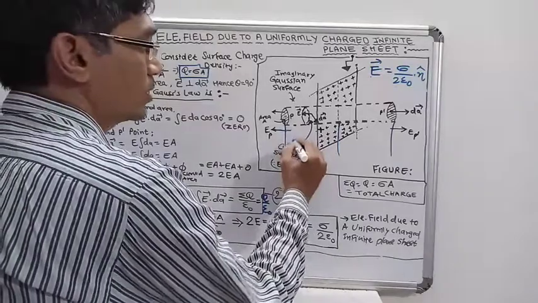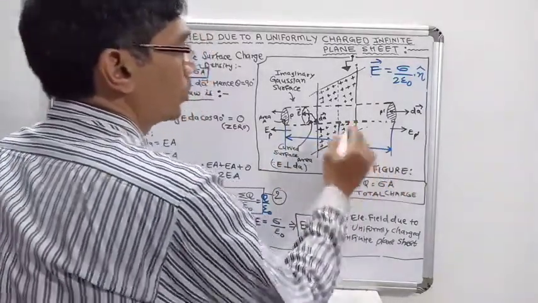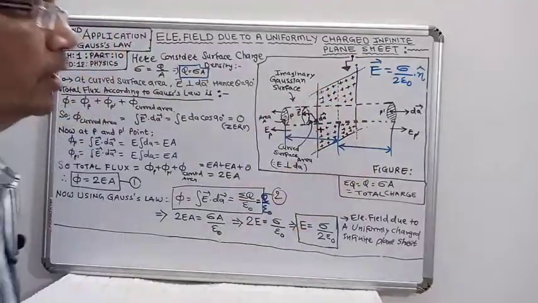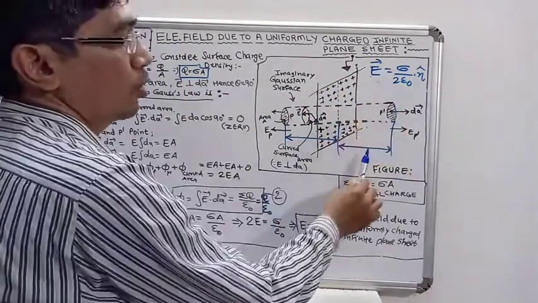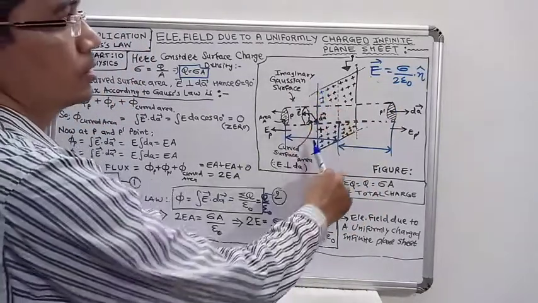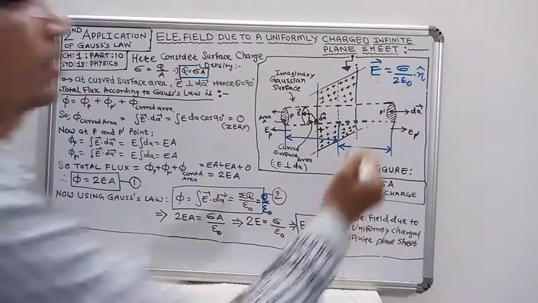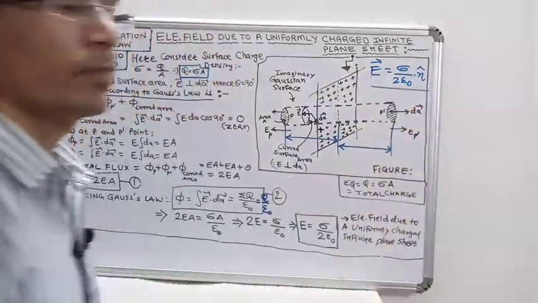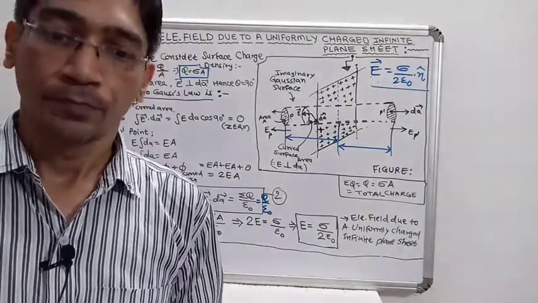Here we are taking this distance, and this distance is the perpendicular distance from the given infinite plane sheet. So the electric field does not depend on this distance, because here we are taking the infinite plane sheet. So the final equation is E is equal to sigma upon twice epsilon 0 into unit vector n.